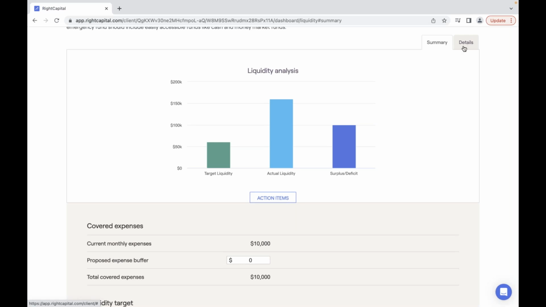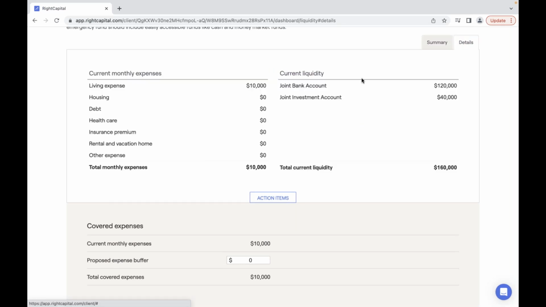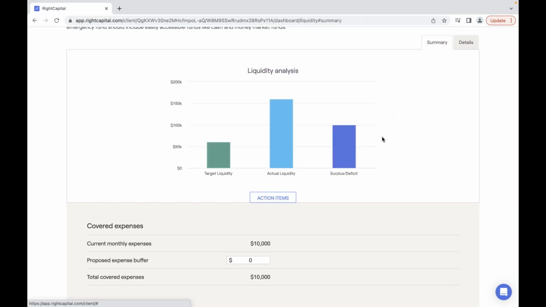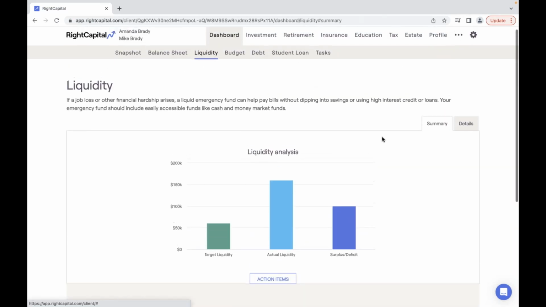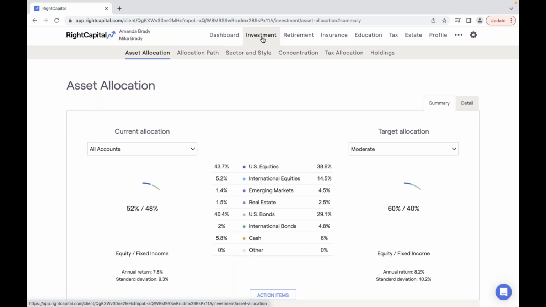I can see the breakdown of this as well by looking at the details, where I can see there's some cash holdings in the investment accounts. We have 120,000 in a bank account. So what if we reinvest 60,000 of that cash on hand to help combat the impact of inflation deteriorating that cash over time? And maybe we want to know how that should be invested.